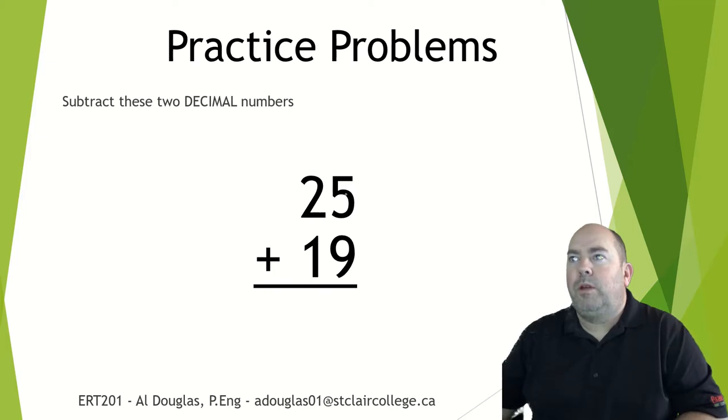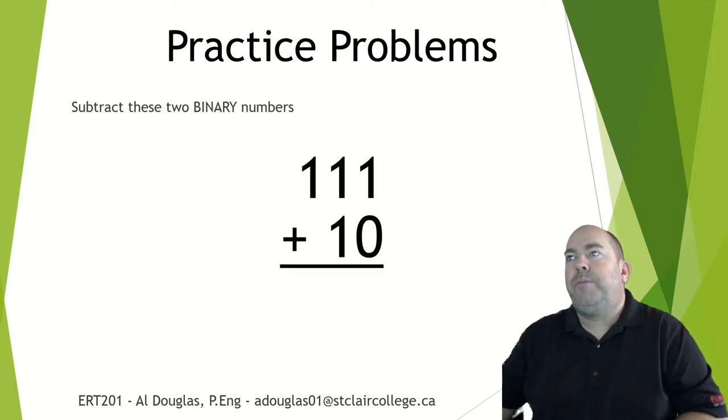Subtract these two numbers. Here I need to borrow. This goes in, that becomes 15. That's a 1. 15 minus 9 is a 6. 1 minus 1 is a 0. Okay, that's a borrow. 1 minus 0 is 1. 1 minus 1 is a 0. 0 minus 1 is a 1.